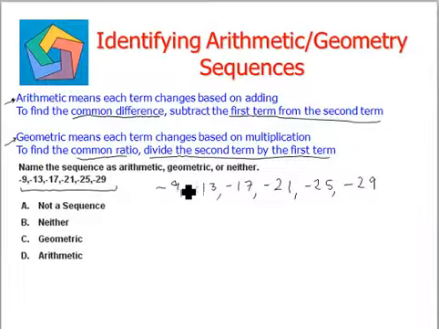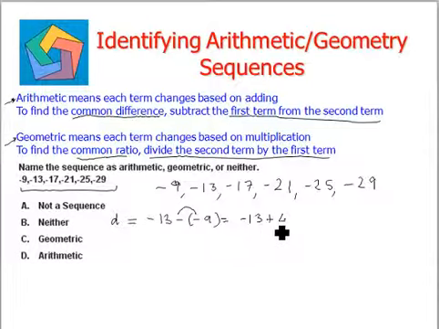So let's see, we'll find the common difference first. Common difference is subtracting the first term from the second term, that is -13 minus -9, and the common difference is denoted by the letter D. This equals -13, and negative times negative is a positive, so plus 9. -13 plus 9 is -4. So this is the common difference.